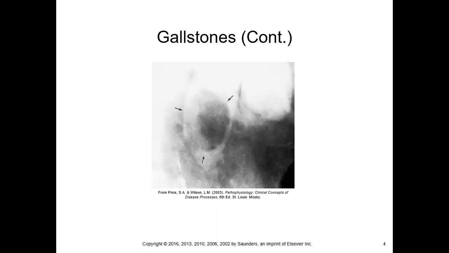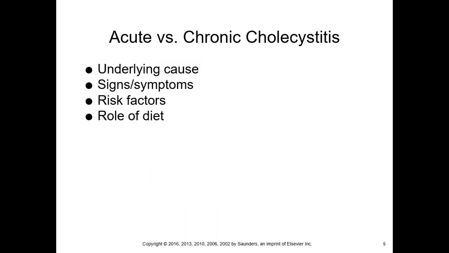What are the signs and symptoms? I told you about the acute and chronic difference earlier. Okay, signs and symptoms: sharp right upper quadrant pain radiating to the right shoulder. Murphy sign is pain with deep inspiration during right subcostal palpation. So pain with deep inspiration in the right subcostal area.